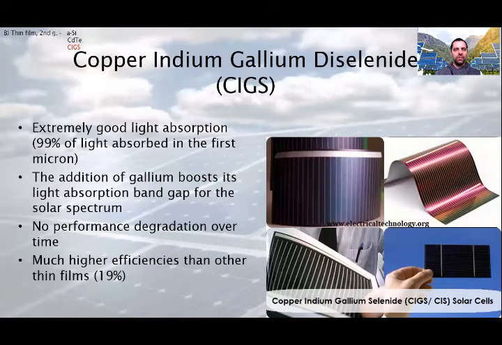It has extremely good light absorption, 99% of light absorbed in the first micron. The addition of gallium boosts its light absorption for the whole solar spectrum. So far, scientists state that there is no performance degradation over time. It has much higher efficiencies than other thin films, around 19%.